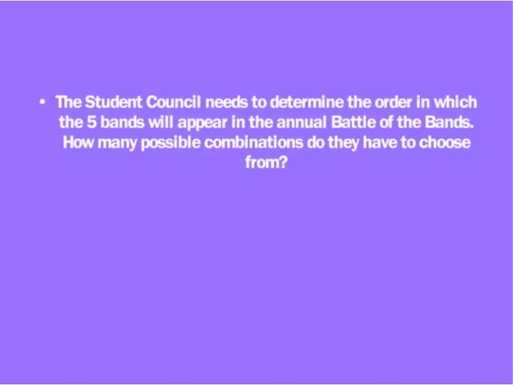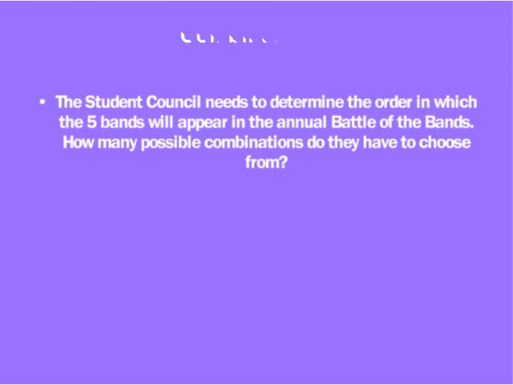With the combination problem, the previous choice has no impact on the outcome. It makes no difference in the outcome you're looking for. Say someone has been asked to determine the order for 5 bands to appear in the Battle of the Bands, and we want to see how many total combinations they have to choose from.